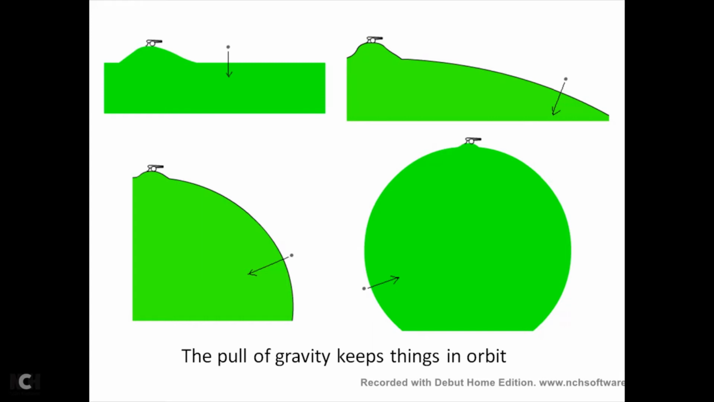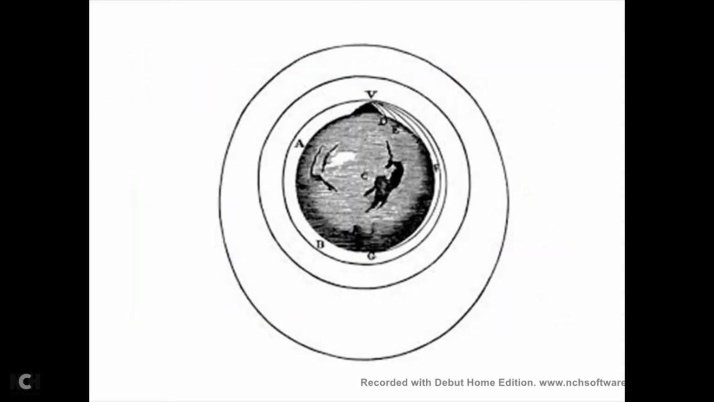Isaac Newton figured out why the moon orbits the earth. What keeps the moon in orbit around the earth? The answer is that it's the same force that pulls an apple to the ground when it falls off a tree. In other words, that force is gravity. Gravity keeps things in orbit.